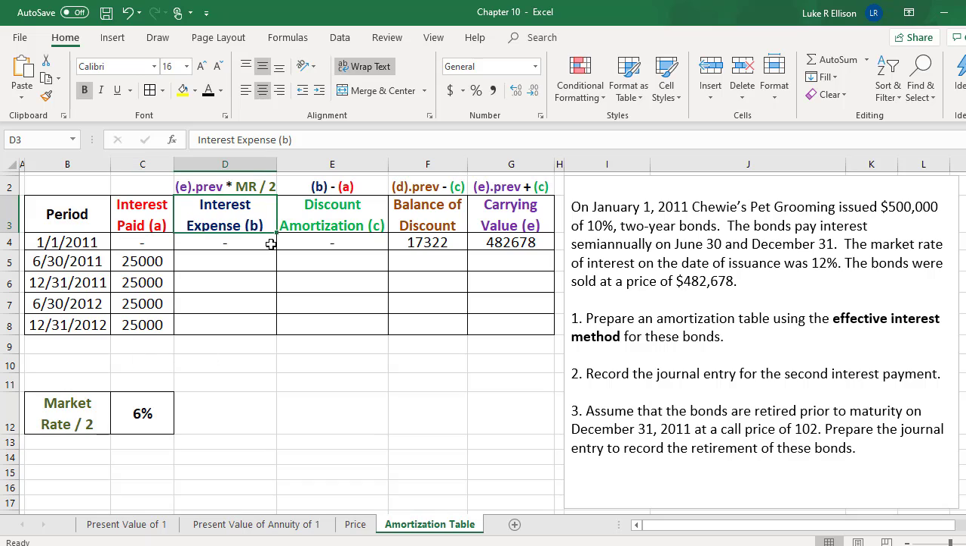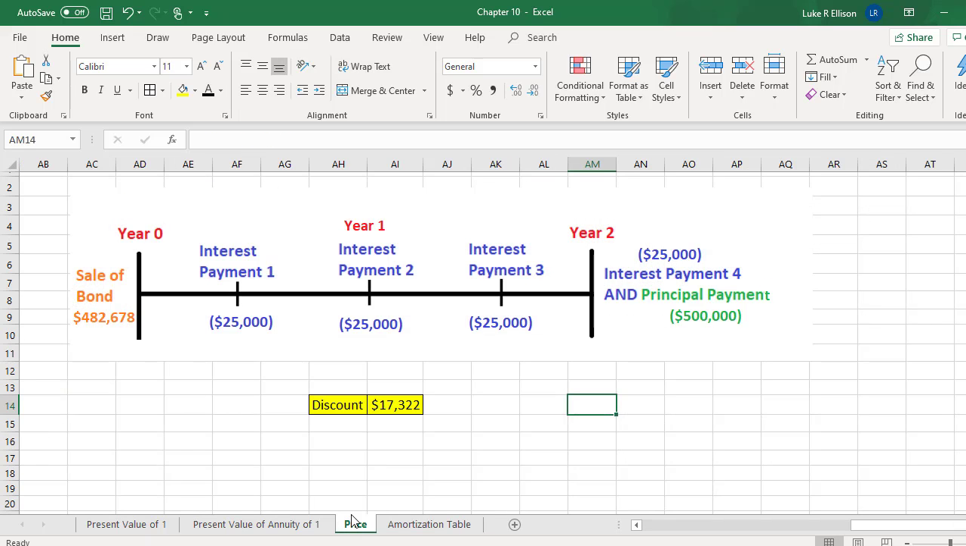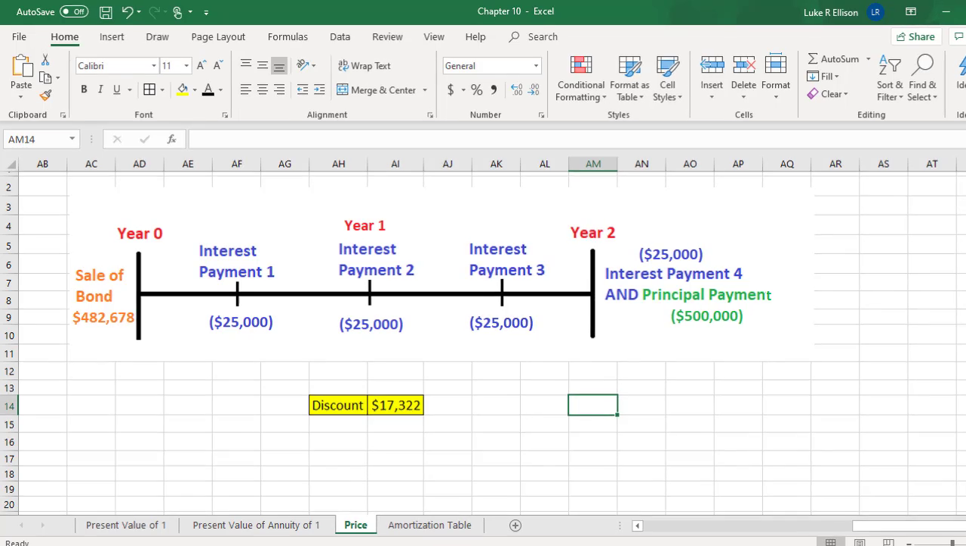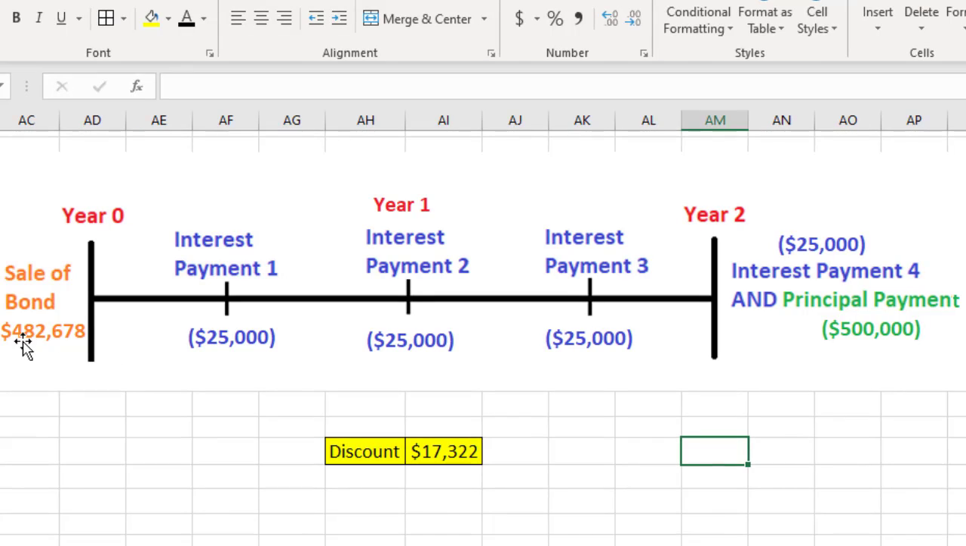So first, the interest expense. Now you might be wondering, why should the interest expense be any different than the interest paid? And that's a question I want to explore right now. So let's look at this graphic that I created when we calculated the price of the bond. So you'll notice that the company is borrowing $482,678. They have to pay interest payments every 6 months of $25,000, and then the principal repayment of $500,000 at the end of the bond's life.